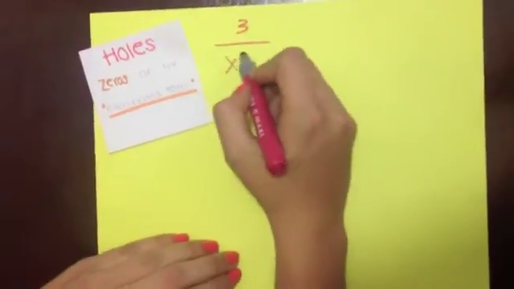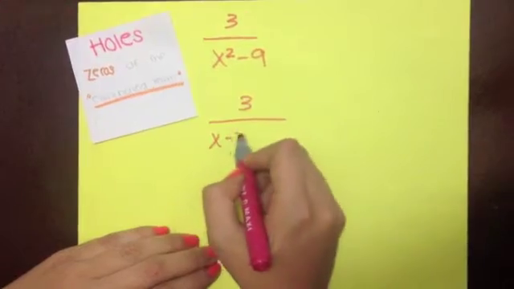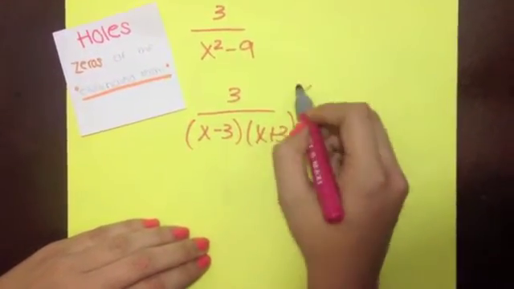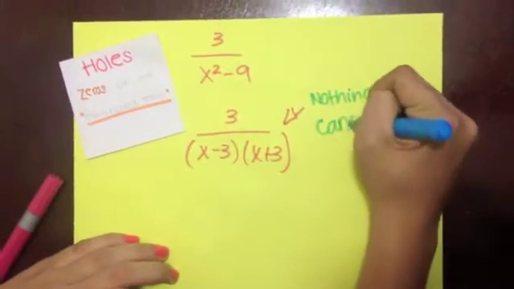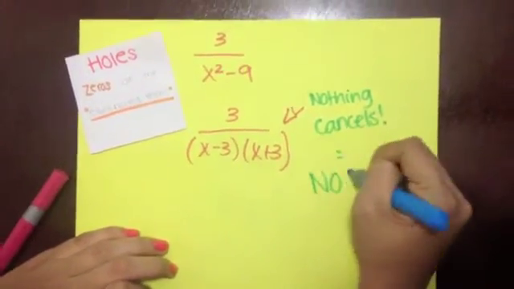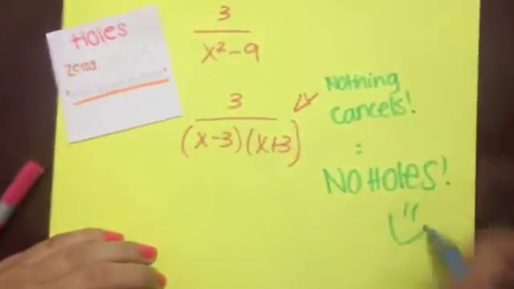To know the holes, you need to know the zeros of the eliminated term, but in this case, x plus 3 and x minus 3, nothing eliminates, so you don't take the zeros out of nothing, so there are no holes.